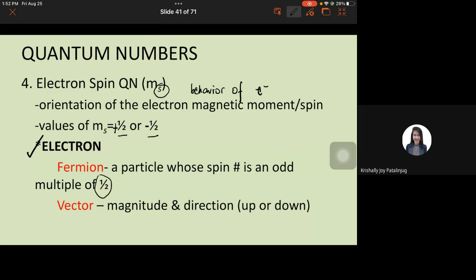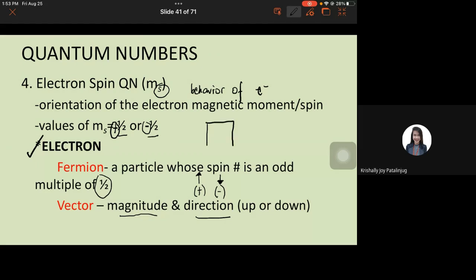And apart from that, the electron is also considered a vector. In physics, how do you describe a vector? It has a magnitude, a value, and it has a direction. A direction here would be these signs, positive and negative. They represent or indicate direction. Let's say, for example, if it is a positive sign, it tells us an upward direction. And if it is a negative sign, it tells us a downward direction. Okay.